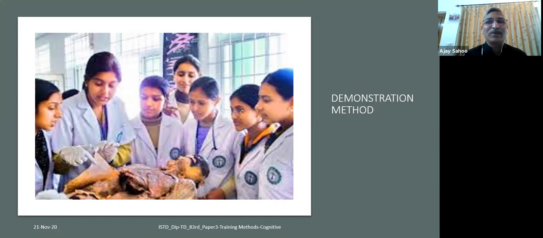He said, you did not observe me properly. I had put my index finger in the nostril, and I put the ring finger in my mouth, right? So that shows actually the importance of observation in a demonstration method. It was a joke, but definitely it has a lesson for us that observation is the most important thing in a demonstration method.